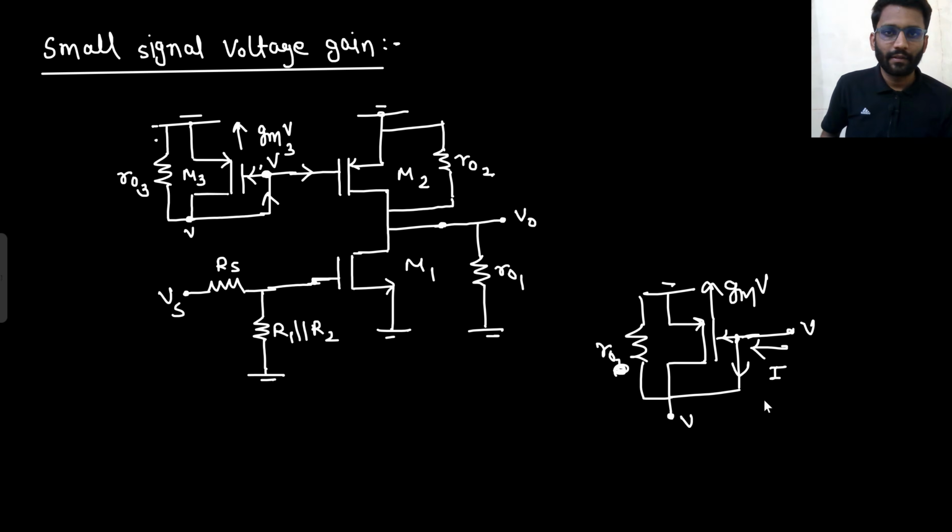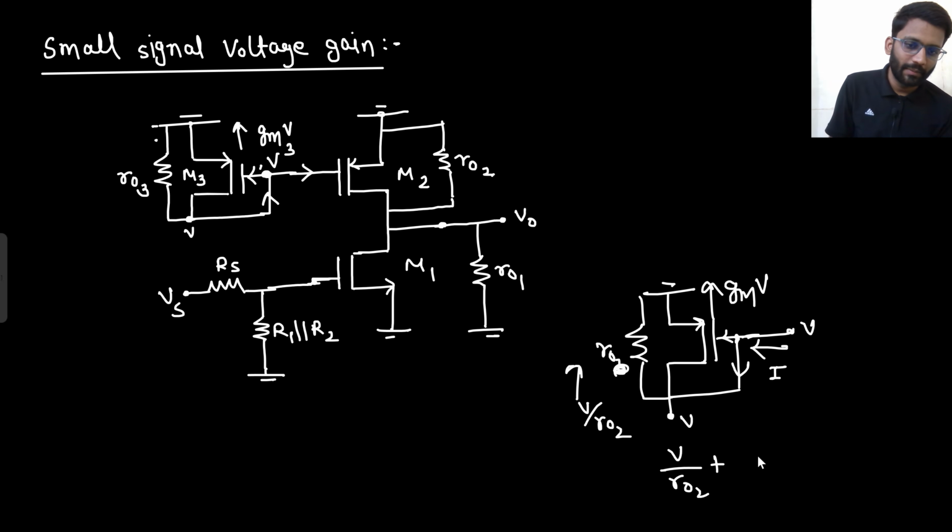So what I was saying, from V to ground you see GMV current, from V to here you see V by R02 current. Right? So V by R0 plus GMV is equal to I. So what is the resistance you see? 1 by GM parallel with R0.